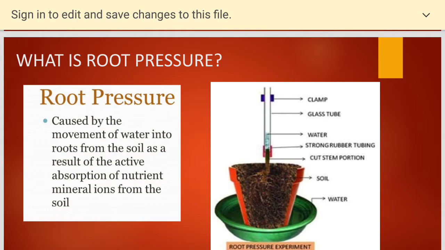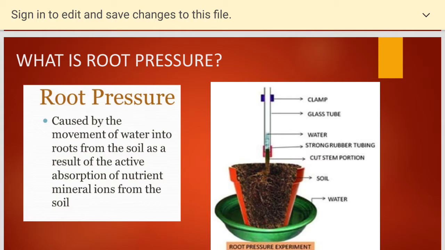The glass tube is filled with a little water and the level of the water is marked as M1. Leave this apparatus for some time. After overnight, after one day, you will observe that the level of the water in the glass tube increases, and mark it as M2. Now, what caused the water level to rise?